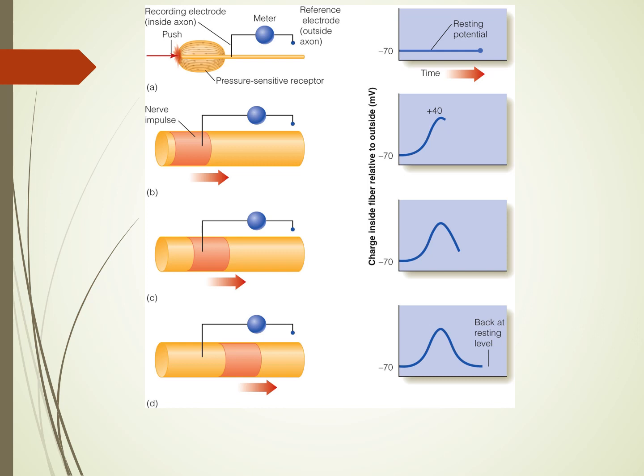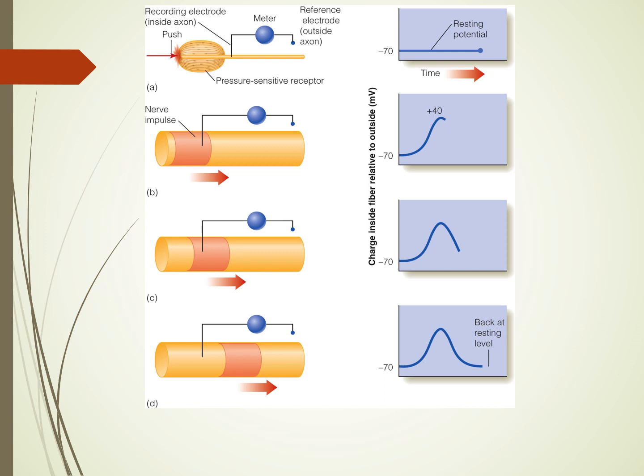And so if we look at the oscilloscope when nothing's happening, we're going to call this the resting potential. We're at -70. That's -70 millivolts. And then, this is the touch receptor, and we're going to feel that touch, and so it's going to send an action potential down the axon. And so that red band, as we magnify that axon, starts to go by the recording electrode. As it starts to go by the recording electrode, we go up from -70 millivolts and up and up and up to +40 millivolts.